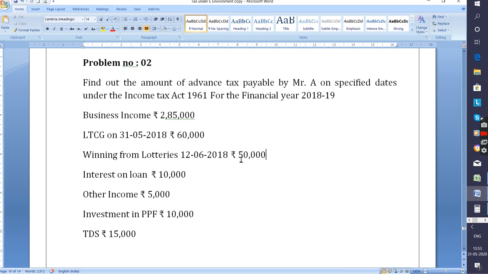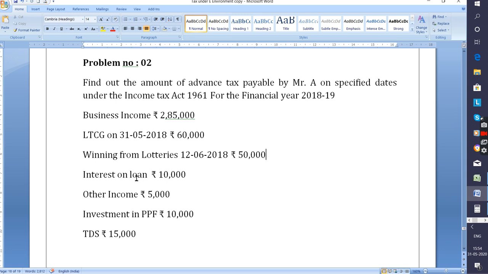Winning from lottery is a casual income. Again, we don't know when it will come, but since the date is given, we have to determine whether to take it in the first quarter or the next quarter. Before we take it for the first quarter, we have to know on which date it is earned. It is earned on 12th June 2018, but the first quarter due date is 15th June. That is before the due date. Hence, this amount also will come in the first quarter. Then what rate of tax will be applicable for the lottery? It is a casual income. It attracts 30%.